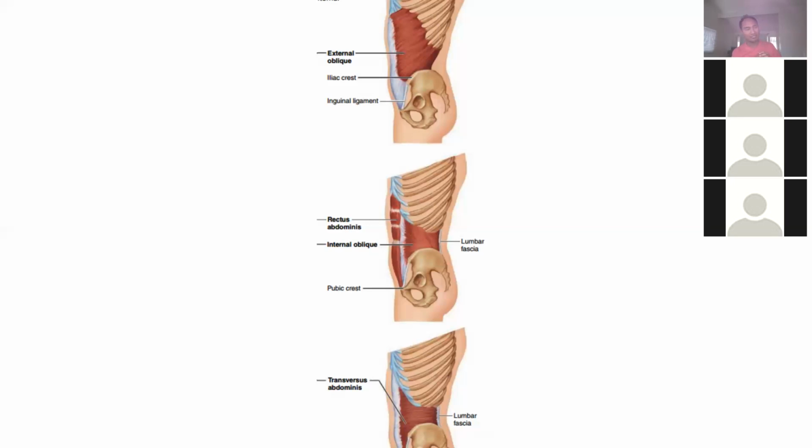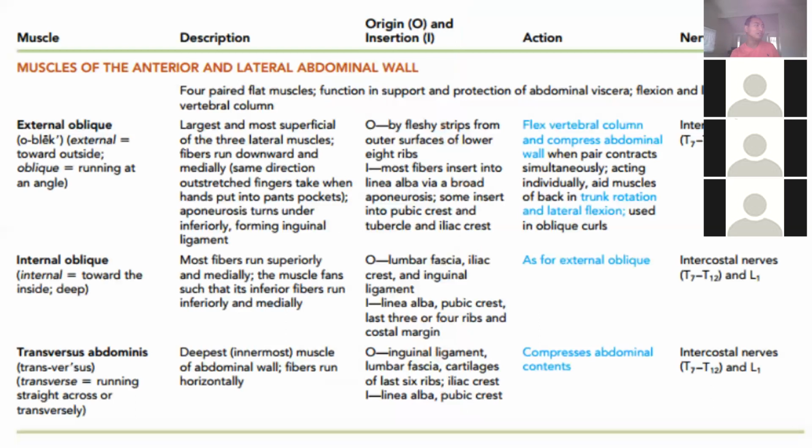anterior abdominal wall muscles. Why am I talking about these anterior abdominal wall muscles at this stage? Because we have to know the inguinal ligament. Here they have written inguinal ligament, and oh my God, why is this inguinal ligament so important? The inguinal ligament is in the inguinal region, and when we talk about the inguinal region, we have to talk about the inguinal canal. Oh my God, what is inguinal canal and what is inguinal ligament?